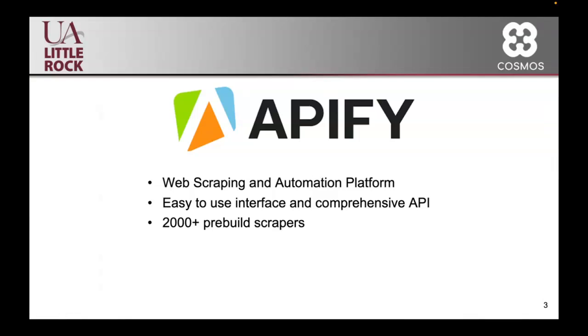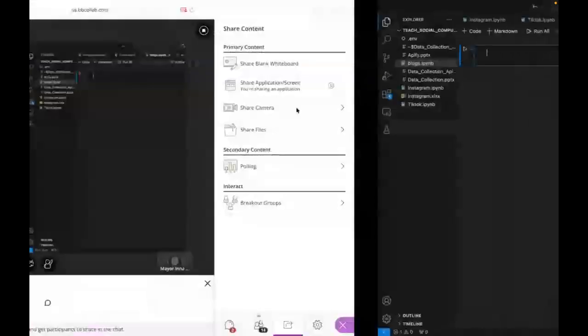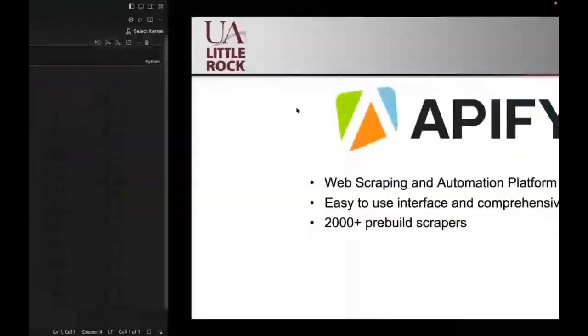For social media data collection like Instagram and TikTok, we commonly use something called Apify, which is a web scraping and automation platform. It has a lot of scrapers that developers have built to collect this data. It is very easy to use. It has an interface for non-technical people as well as a comprehensive API for those who want to use the API, and it is easy to build. It has 2000 plus pre-built scrapers as well. Now we're going to see the demo of this scraper. Let me show.